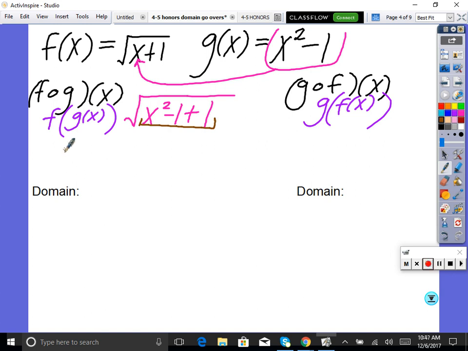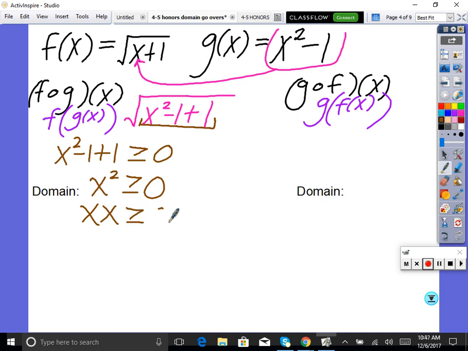So isn't it true to say, okay, we know for a fact x squared minus 1 plus 1 must be greater than or equal to 0. So now we have x squared must be greater than or equal to 0. Now when solving quadratic inequalities, you can't square root it. You've got to solve by factoring and then testing it on your number line. So x squared factors to be x times x. So aren't my zeros 0 and 0?